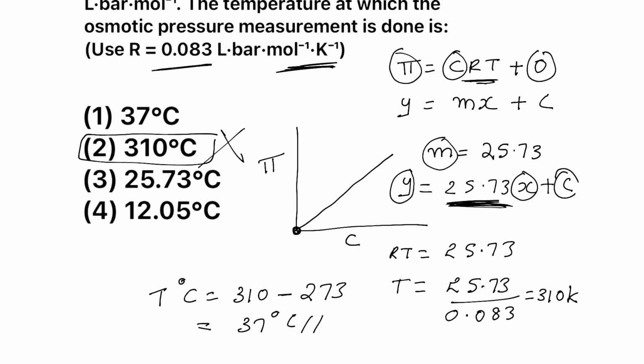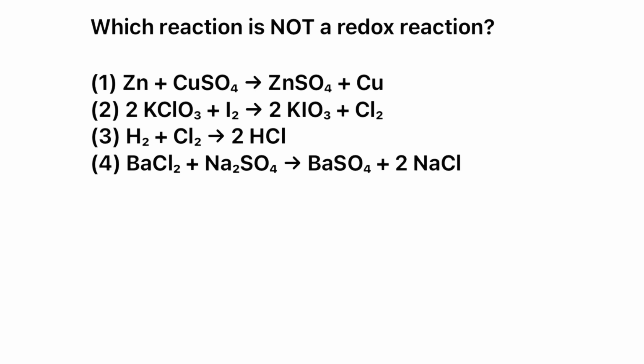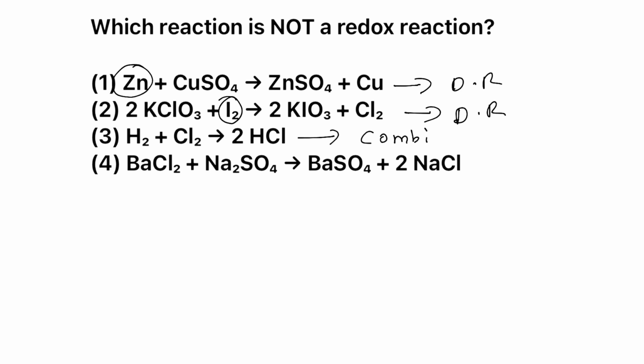Easy, right? Moving to our second question. This question is from the 2024 NEET exam. Which reaction is not a redox reaction? Straight, easy question. If you check, you can see the first reaction is a displacement reaction, correct? Zinc is displacing copper. The second is also a displacement reaction, you can see iodine is displacing chlorine. Now you can see a combination reaction, and the last one is a double displacement reaction.